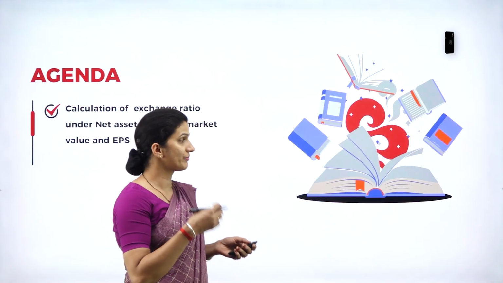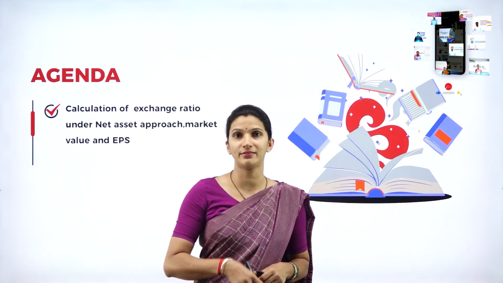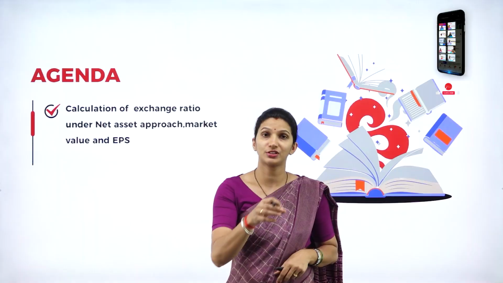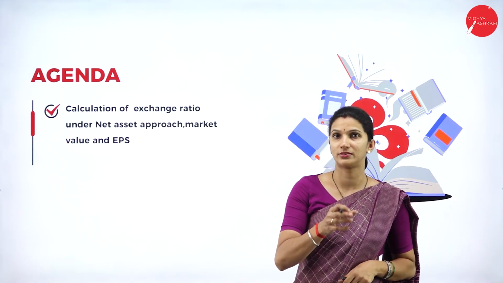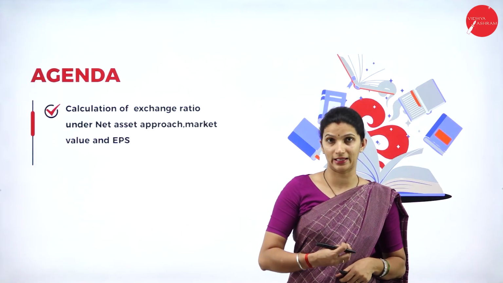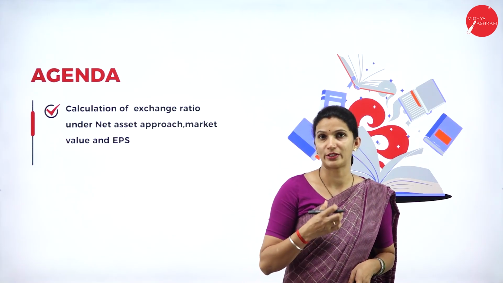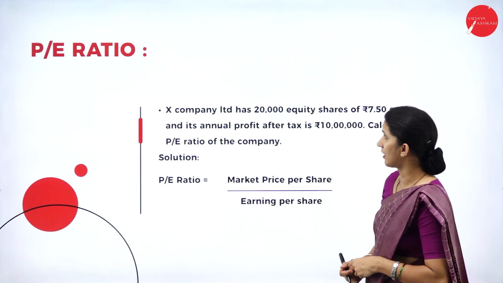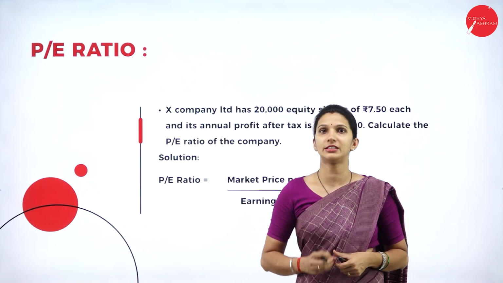In the previous session, we have seen what is merger and acquisitions, what are the types of merger, and what are the formulas that have to be used when we calculate the exchange ratio and the PE ratio. In today's session, we'll solve some of the problems relating to the exchange ratio and also the PE ratio. First, we'll see the PE ratio, that is price earning ratio related problem.